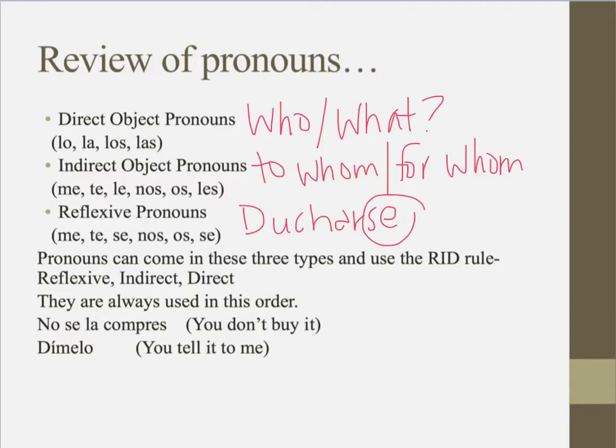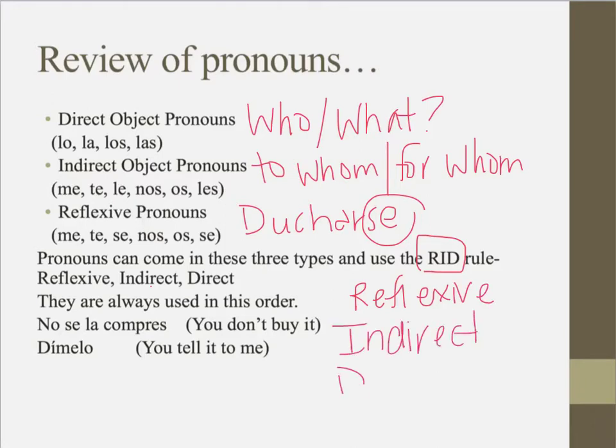So reflexives can come in three types, and we can use the RID rule for them. If we have a reflexive pronoun, it's always going to come first. If we have an indirect object pronoun, it comes second. And if we have a direct object pronoun, it comes third. Now, it is possible to have two different types. So it's possible to have a reflexive and an indirect, for instance, or a reflexive and a direct, but not anything that I can think of where you would use all three at the same time. So reflexive is the R in RID, indirect is the I, and direct is the D.